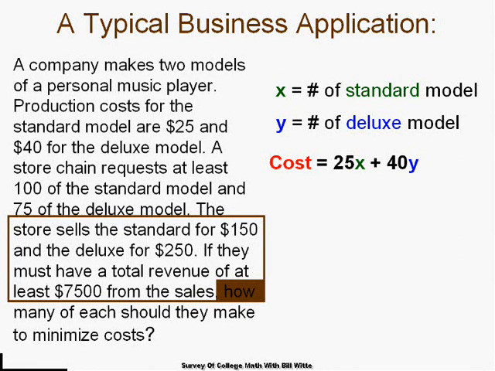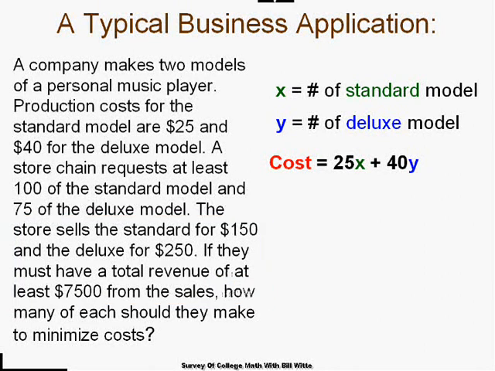Okay, let's see. The store sells the standard for $150 and the deluxe for $250, and they have to have their revenue at least, which means equal or more than $7,500. Okay? So for each standard model, they get $150, and for each deluxe model, they get $250. Well, let's see. I think I want 150 times X plus 250 times Y to be greater than or equal to 7,500. Okay? At least means bigger than or equal to.